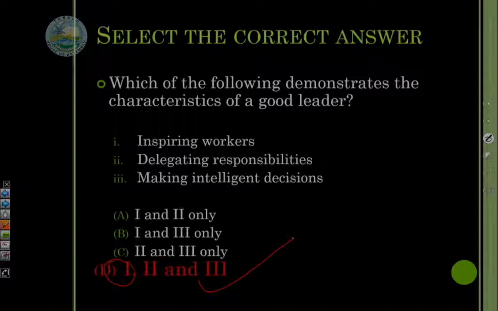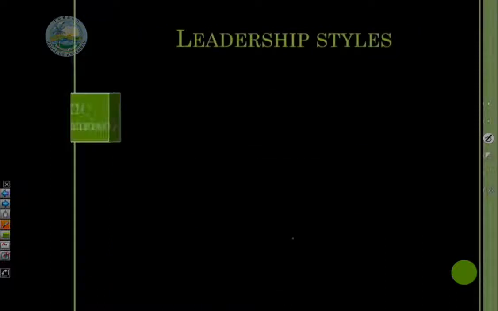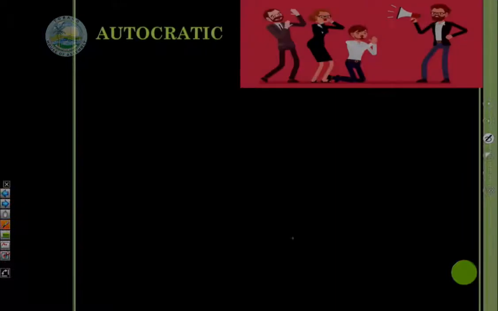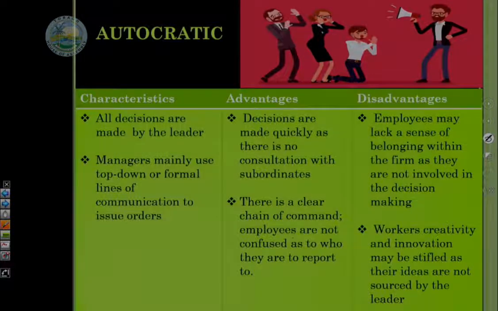So now we are actually going to look at the different leadership styles that we have within our space. All right, here we have highlighted 3 leadership styles: autocratic, which is also known as authoritarian, democratic, which is also known as participative, and laissez-faire, which is also known as free rein. And I could also add on another one, charismatic, which I'll focus on more after. So let's look at autocratic as the first leadership style.